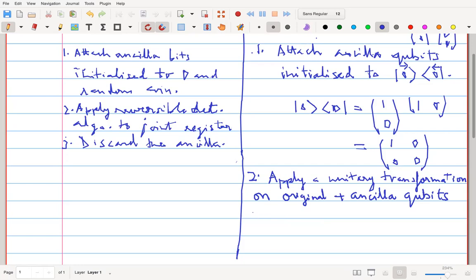Okay. And the last one is of course discard.